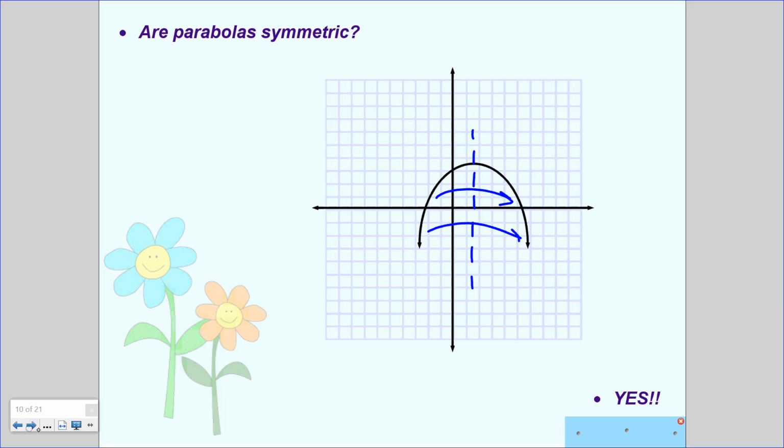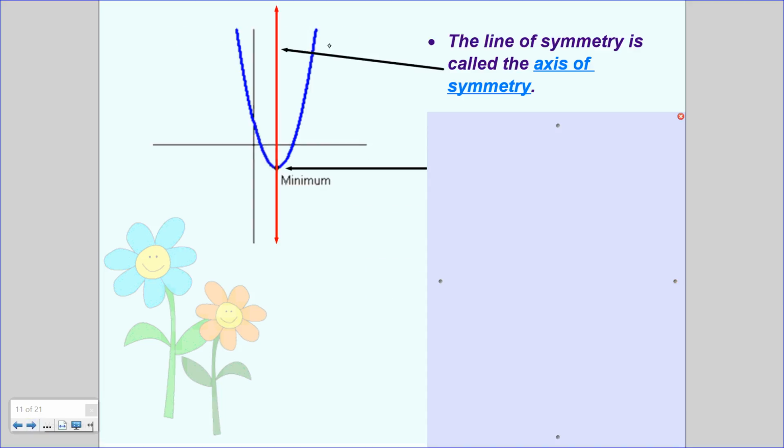And this is important because this symmetry will really help us more quickly graph quadratics if we understand and know that quadratics will always be symmetric. So the line of symmetry for a parabola is called our axis of symmetry. So we've got an x-axis, a y-axis, and now we have this axis of symmetry right here. And the axis of symmetry will always be vertical. It will always be a vertical line.